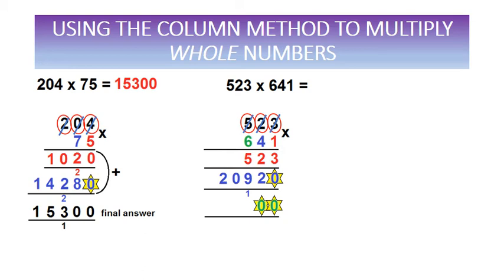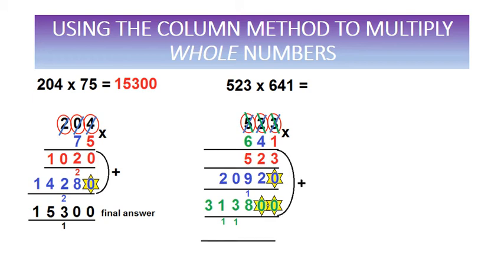So we say 6 times 3 is 18. 6 times the 2 is 12, plus the carried 1, which is 13. And then 6 times the 5 is 30, plus the carried 1, which is 31. And now we've got 3 answers. We've got 523, 20,920, and 313,800, which we then have to combine into one final answer.